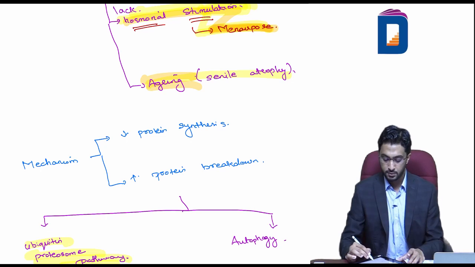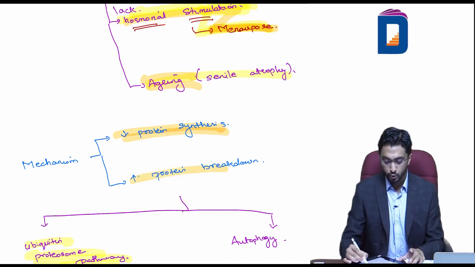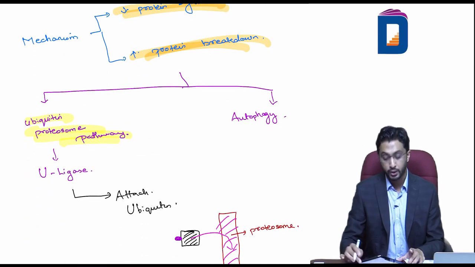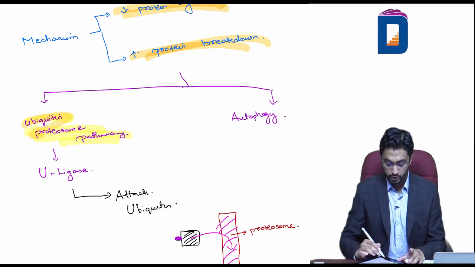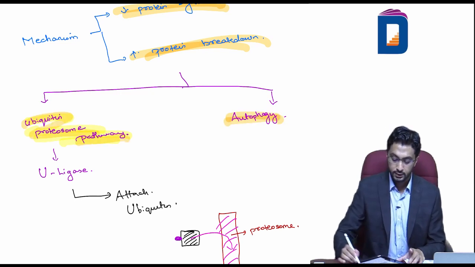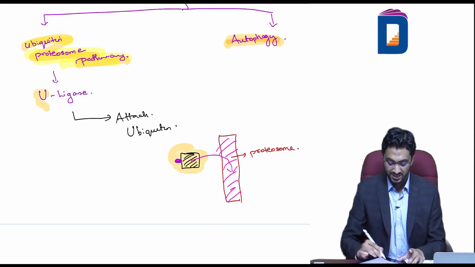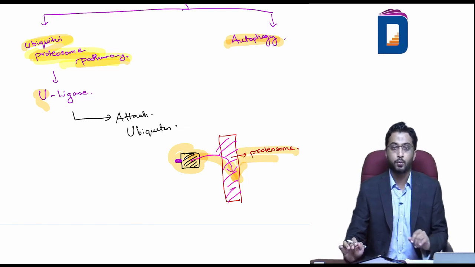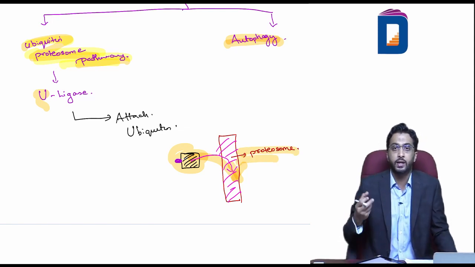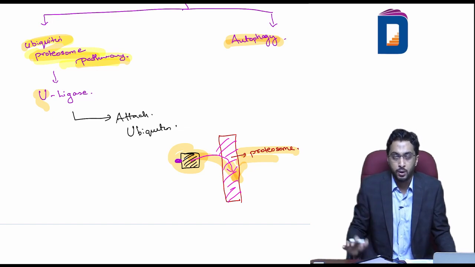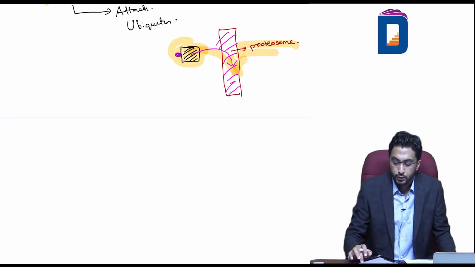Now, two mechanisms. One is decreased protein synthesis, other is increased protein breakdown. For increased protein breakdown, there is something known as the ubiquitin proteasome pathway, and there is another mechanism called autophagy. Here ubiquitin is attached to a protein and it is digested by the proteasome. The proteasome is an organelle which helps in the digestion of abnormal proteins. So this is about atrophy.